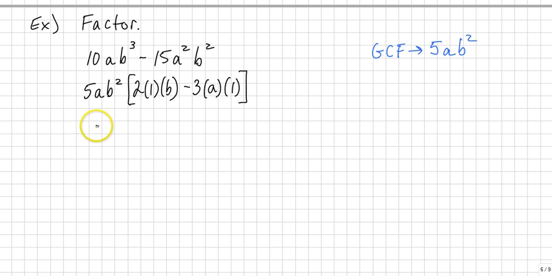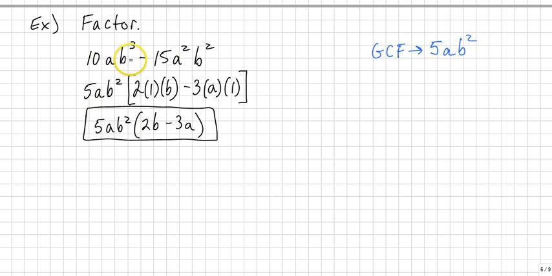And then we just clean that up, make it look a little better. So we just have 2 times 1 times b would be 2b, 3 times a times 1 would be negative 3a. So this polynomial factors into 5ab squared times 2b minus 3a. So we took this polynomial and we wrote it as the product of 5ab squared times 2b minus 3a.